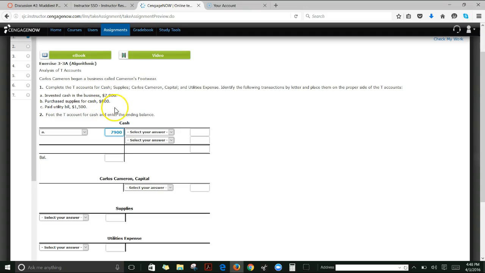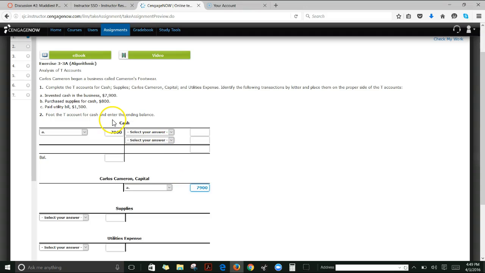The credit part of that is going to be owner's equity, because when you invest cash in a business, you increase your cash and you also increase your net worth in the business for the same amount. Therefore, your debits equal your credits. Left side of the equation is still equal to the right side.